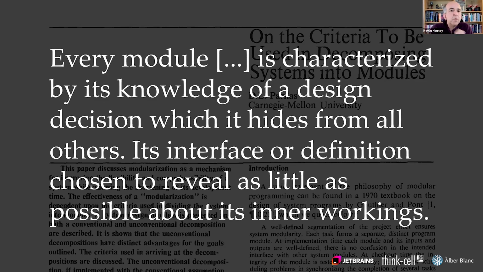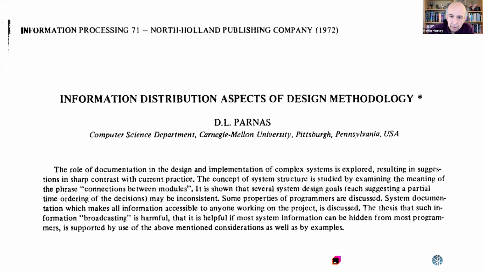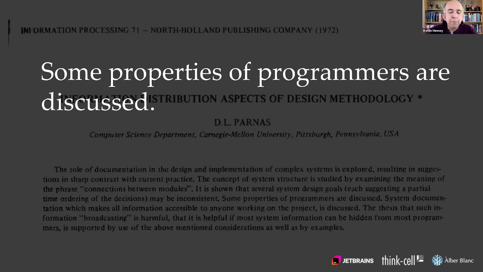But this is not the paper that introduced information hiding. People often think it is. That paper is 1971. Ignore the 1972 at the top right corner. This paper was actually published in '71. Information distribution aspects of design methodology. Some properties of programmers are discussed.